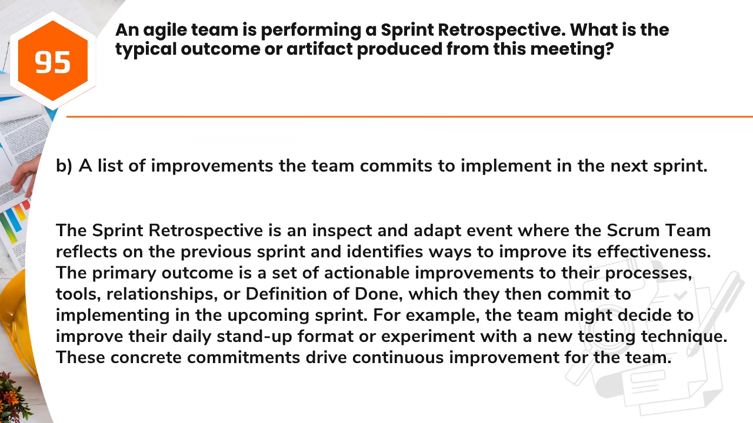The primary outcome is a set of actionable improvements to their processes, tools, relationships, or definition of done, which they then commit to implementing in the upcoming sprint. For example, the team might decide to improve their daily stand-up format or experiment with a new testing technique. These concrete commitments drive continuous improvement for the team.